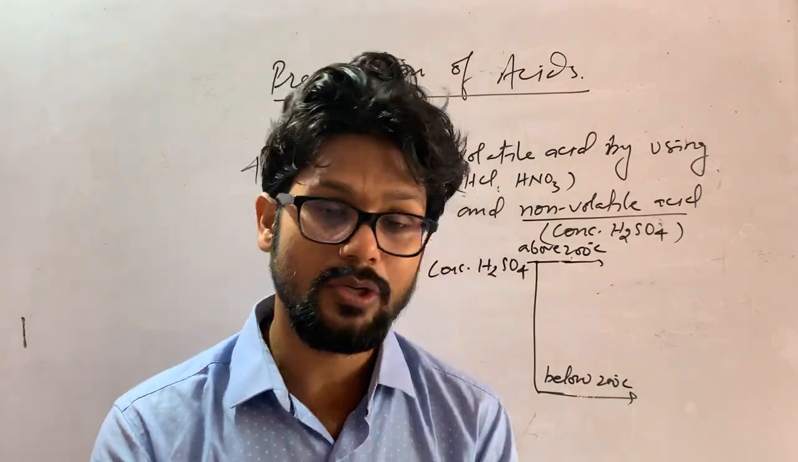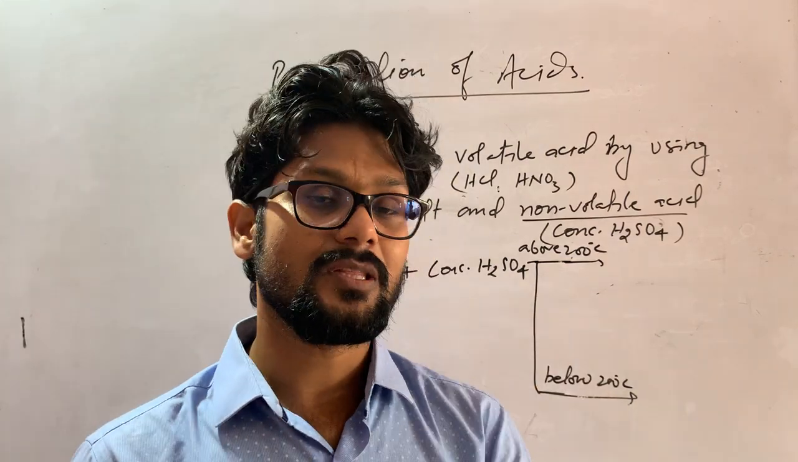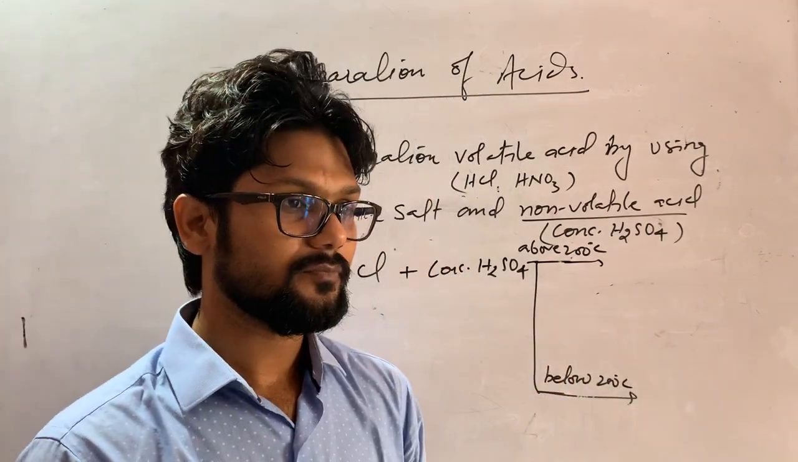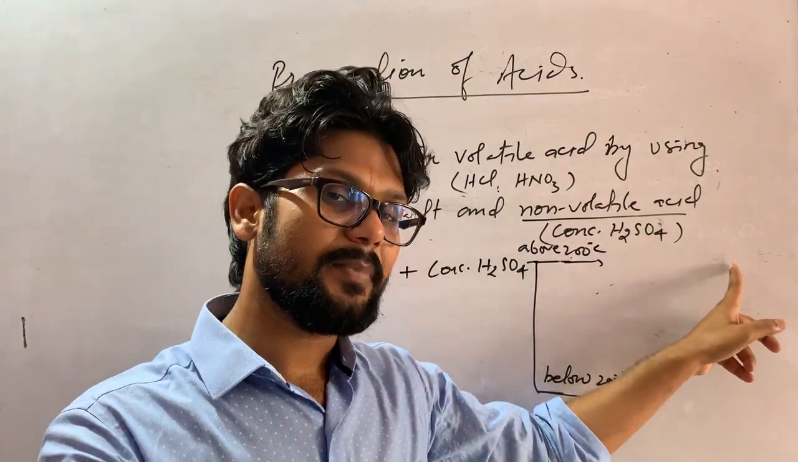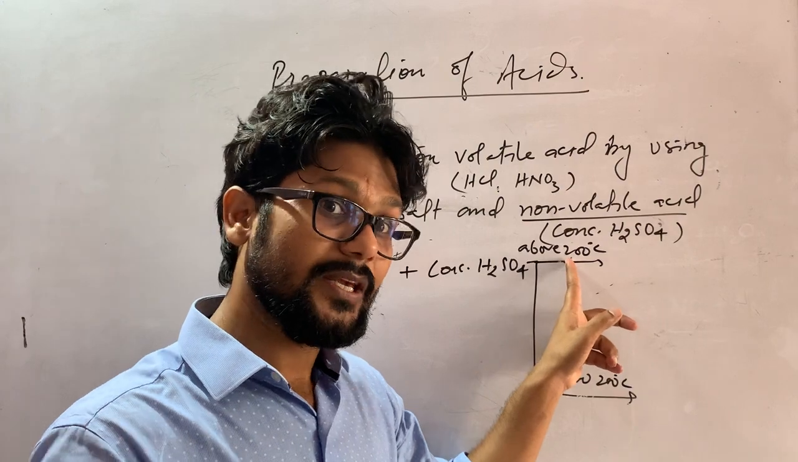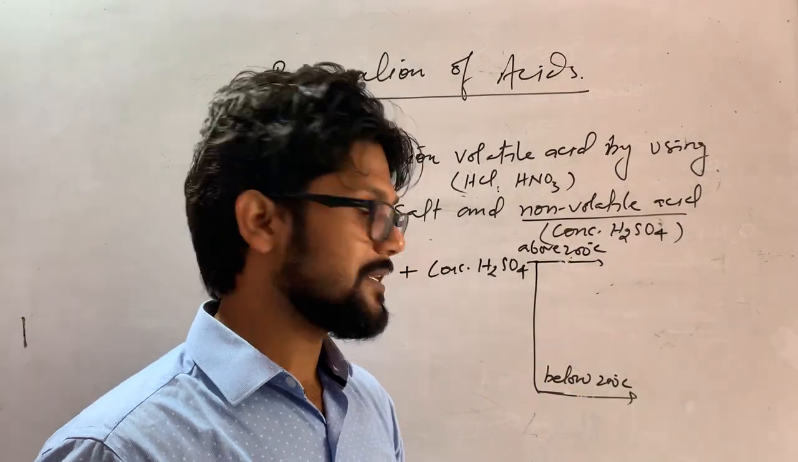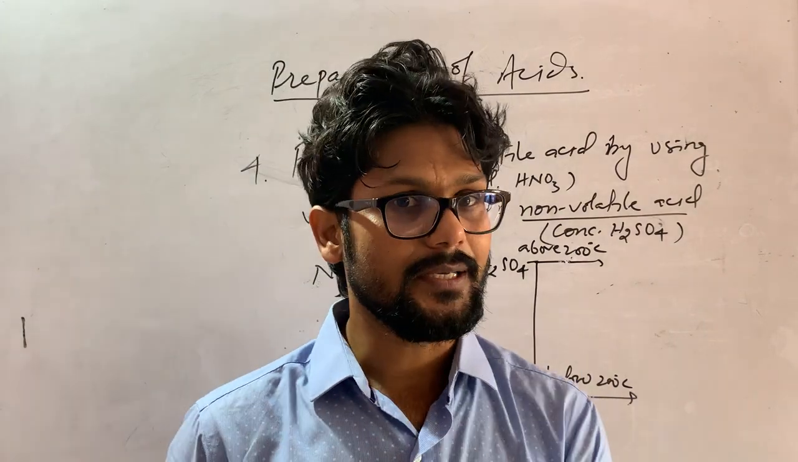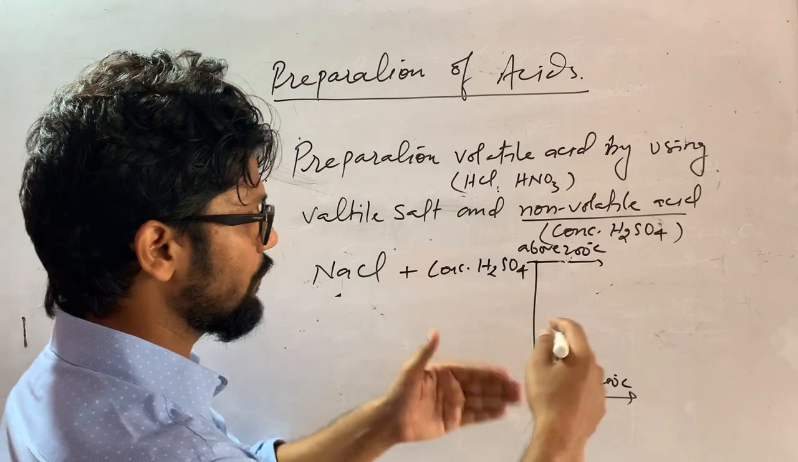But one thing you remember: unless it is mentioned in the question, for temperature above 200, you don't write this product. If it is mentioned, then you can write this product. If it is not mentioned, you always try to write the product formed below 200 degrees Celsius. You must remember this.